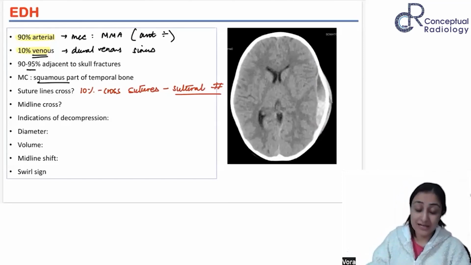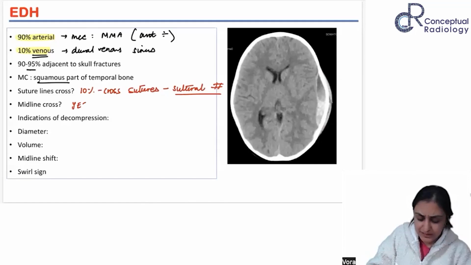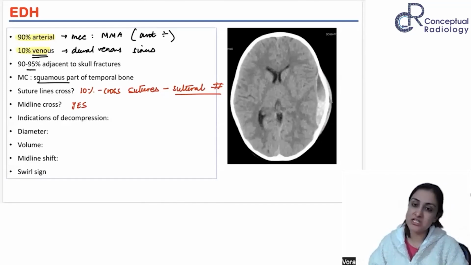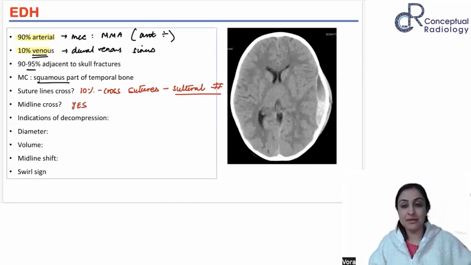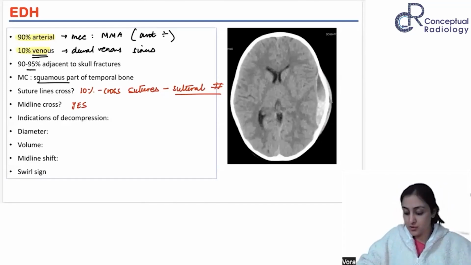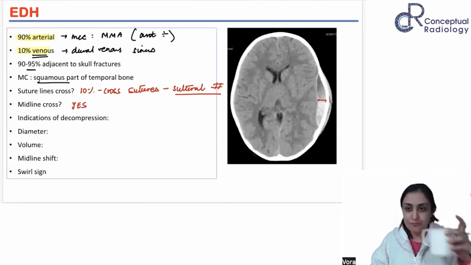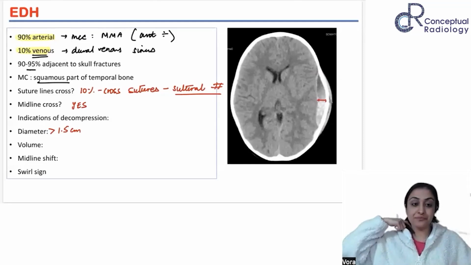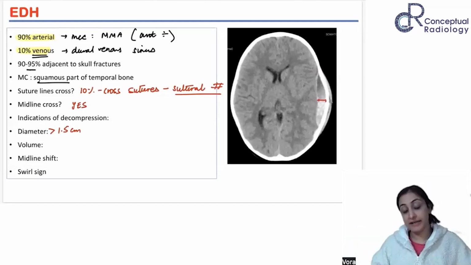Do they cross the midline? Yes, they may very well cross the midline. Nothing is stopping them in the midline. Very important: what are the important EDHs? What are the ones where the surgeon will decompress? So first, diameter. What is the significant diameter? Anybody can tell me for an EDH? So you measure the largest diameter and report. Not 5 mm, 15 mm. So anything more than 1.5 centimeter is an indication of decompression.